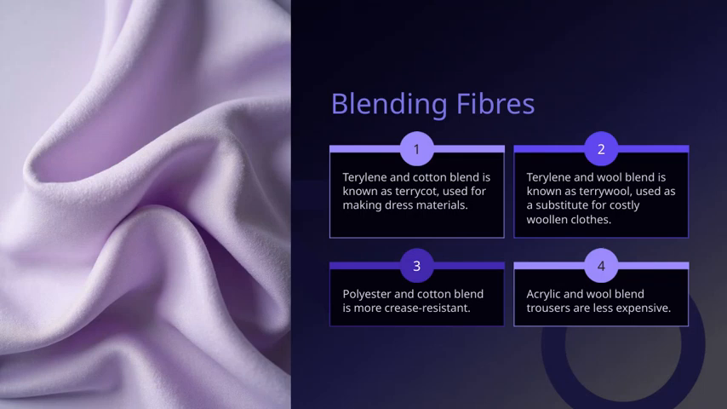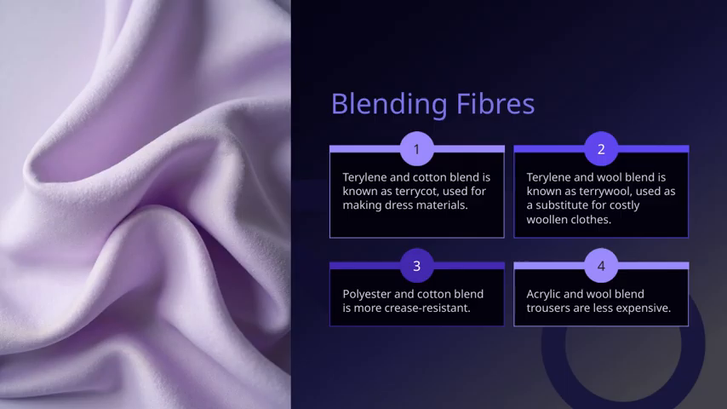Let's talk about blending fibers. When we blend Terylene with cotton, we get what's called terricot, which is commonly used for making dress materials because it combines the durability of Terylene with the comfort of cotton. Now, blending polyester with cotton results in fabrics that are more crease-resistant, making garments look neater with less ironing needed.